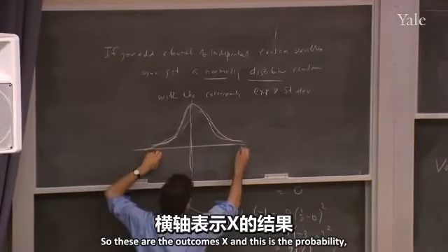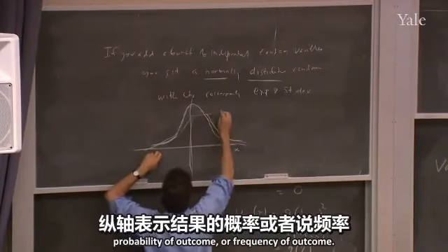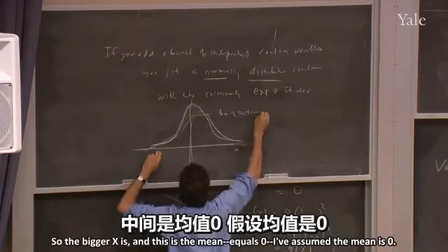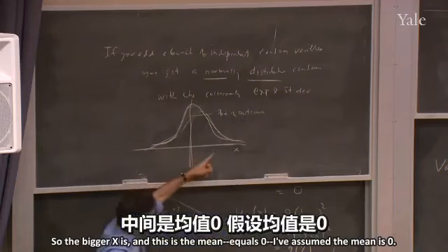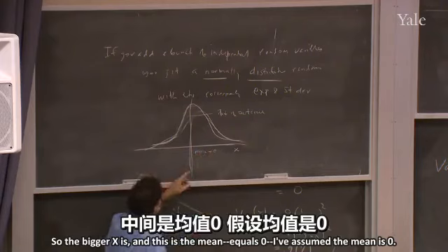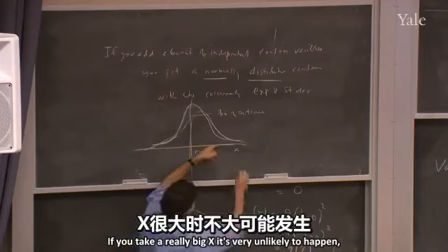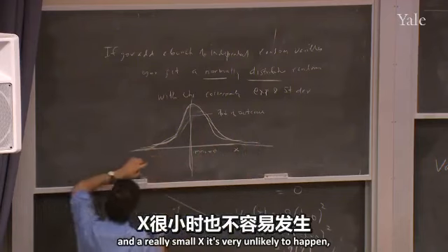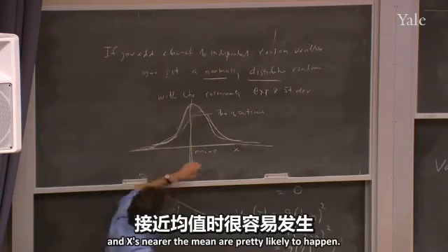So these are the outcomes x, and this is the probability of outcome, or frequency of outcome. The bigger x is, and this is the mean, equals 0. I've assumed the mean is 0. If you take a really big x, it's very unlikely to happen, and a really small x is very unlikely to happen, and x's near the mean are pretty likely to happen.